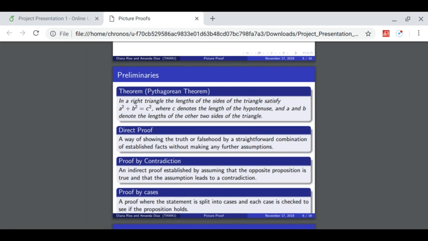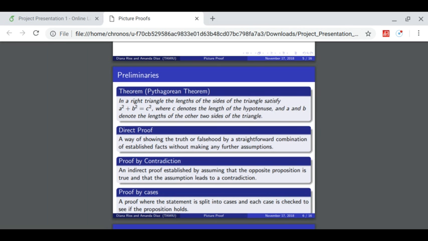The Pythagorean theorem: in a right triangle, the lengths of the sides satisfy a squared plus b squared equals c squared, where c denotes the length of the hypotenuse and a and b denote the lengths of the other two sides. Direct proof: a way of showing the truth or falsehood by a straightforward combination of established facts without making any further assumptions.